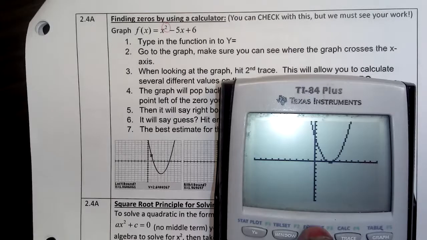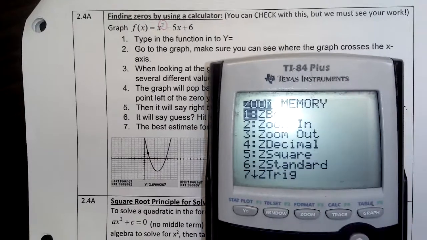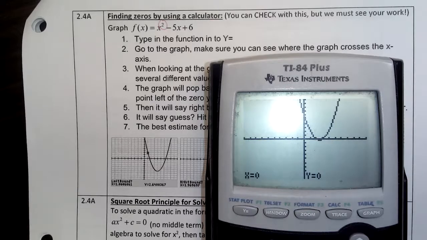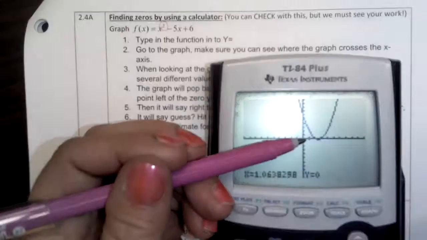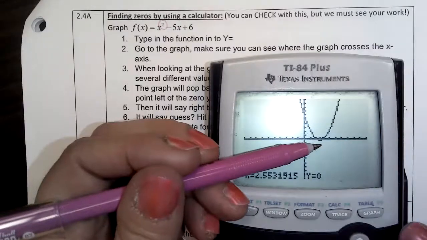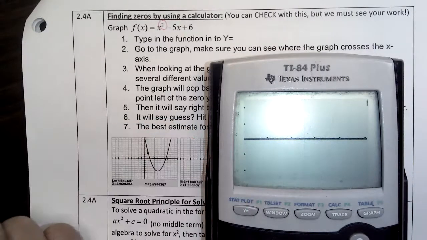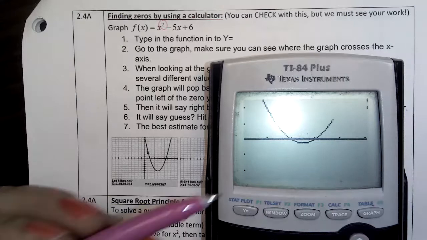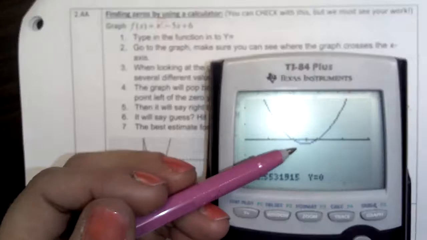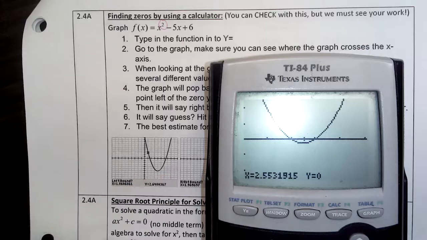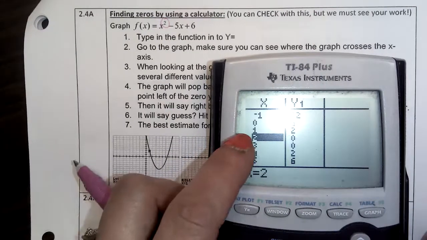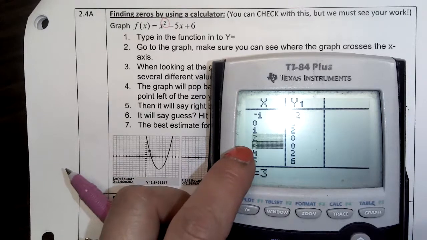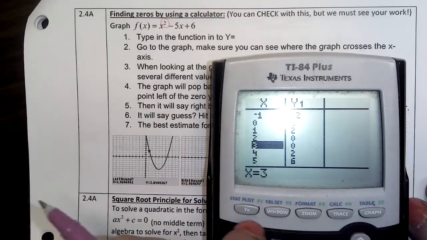So what I'm going to do is I'm going to zoom. Okay, so I just hit my zoom key right here, and then I'm going to zoom in. But before I hit enter, I'm going to scroll. You can see this little bitty arrow here. Okay, I'm going to scroll it over so that it is kind of in the middle so that I can see what's happening right there. Okay, and now you can see it crosses my x-axis. So you have a couple of options. You could go to your table, okay, and you could see where y equals 0. So that's at x equals 2 and x equals 3. Okay. But that's not always going to work.